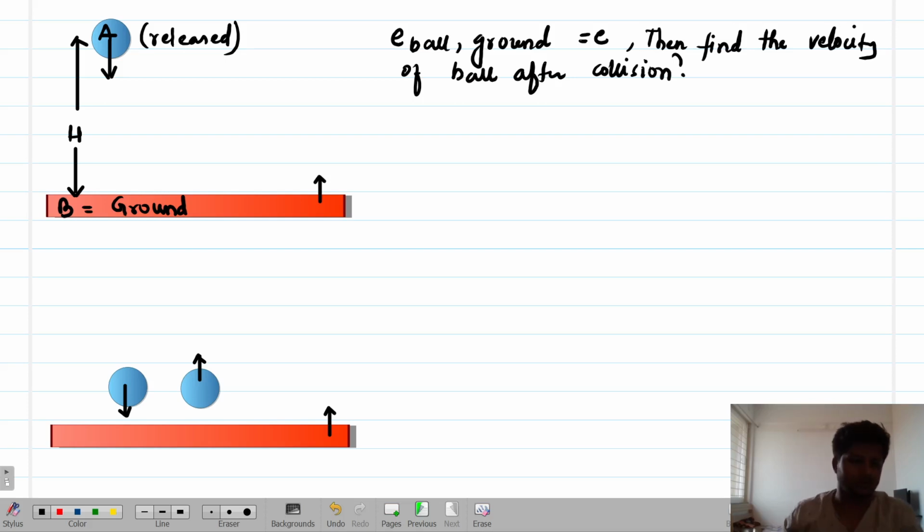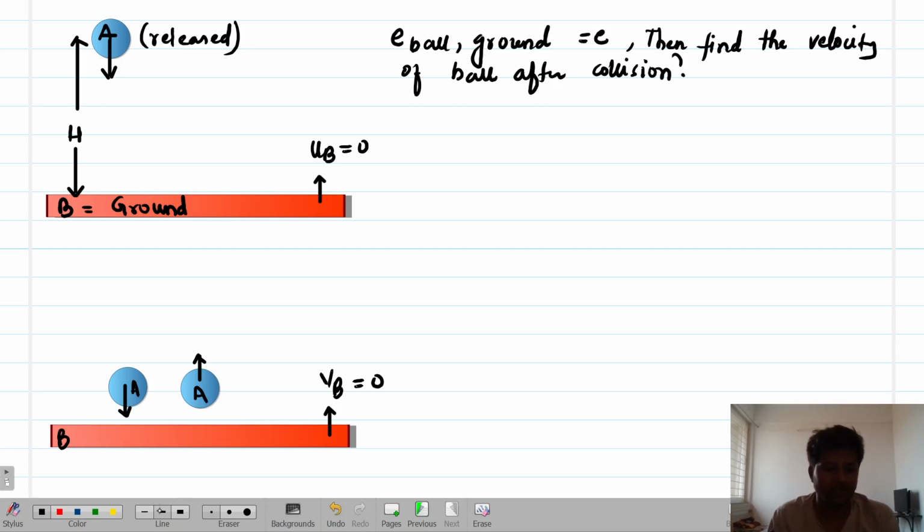Okay, now look over here. See that. This is A and this is A itself, isn't it? This is B. Whatever happens, ground is there. So velocity of B is always how much? Zero, isn't it? So here I'll write U of B is equal to zero. V of B is also equal to how much? Zero. But there is a twist.